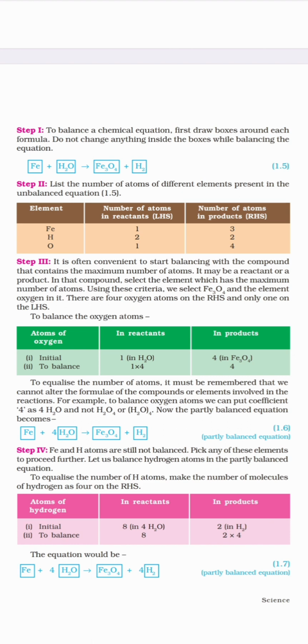First we have to choose the element that has the maximum difference in number of atoms. You can see the maximum difference is in oxygen, 1 and 4. So the first thing to balance is oxygen. Step number 3 is to balance oxygen. How will we balance oxygen? We will again make a table with 3 columns, atoms of oxygen in the reactant and in the product. Initially it is 1 in the reactant, and in the product it is 4.